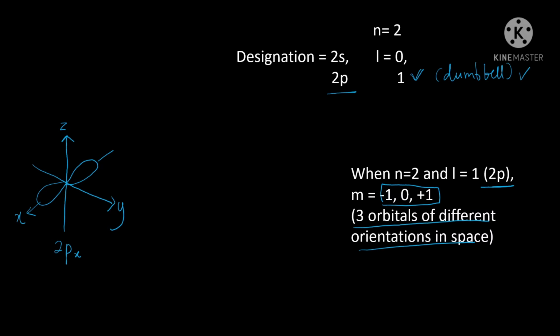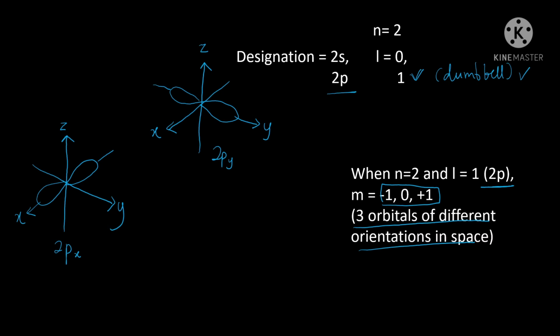Another orbital will be lying along the y-axis. To draw it, we draw the dumbbell shape along the y-axis, and then draw the x-axis and also the z-axis. As this orbital is lying on the y-axis, this orbital is called 2py.